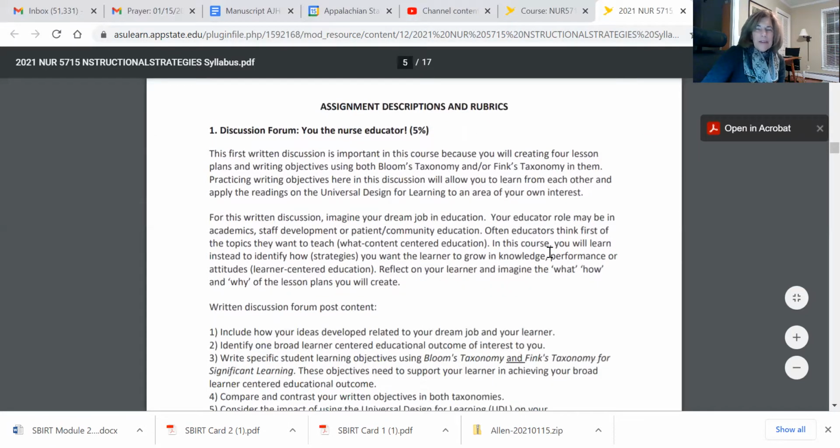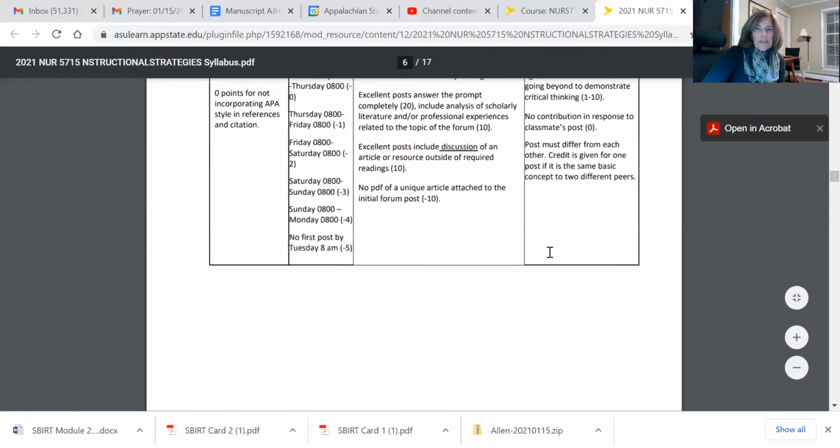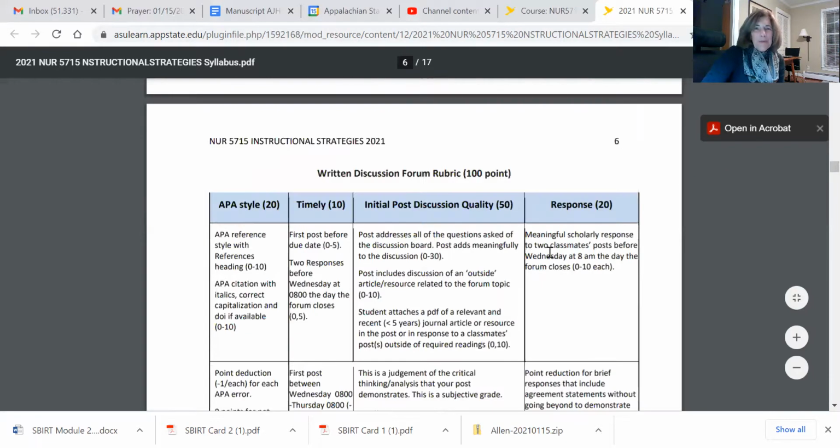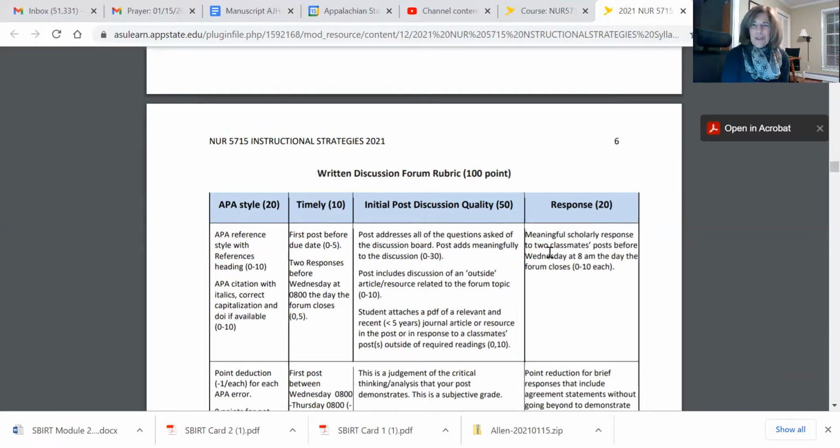And then what I have is a description of each of the assignments with their rubrics attached. So you want to read through these, because when I grade with the rubric, even if I just think everything about this paper is amazing as far as its quality, if you're not using the APA style, or it's late, or you don't participate in responding to 2 classmates, then your paper would still only score a 50, no matter how wonderful it was.